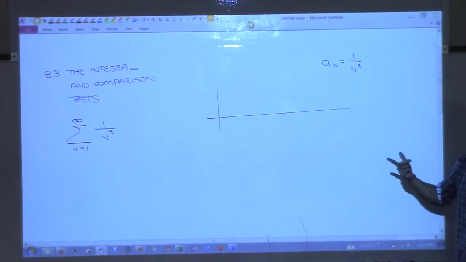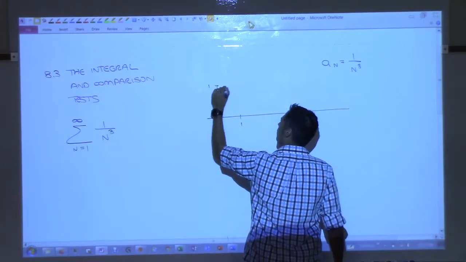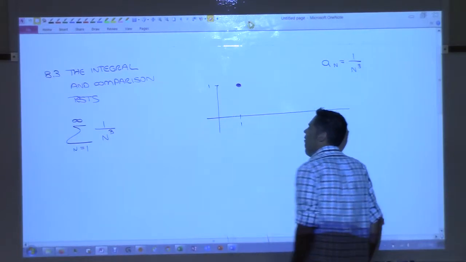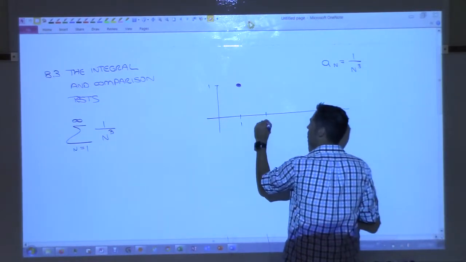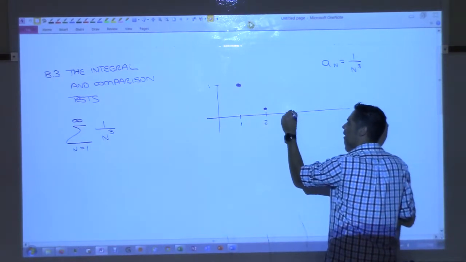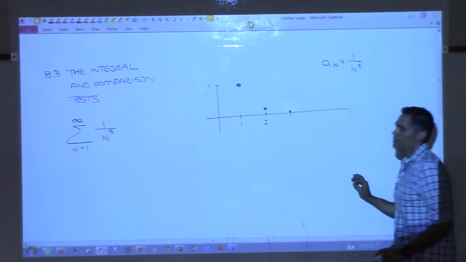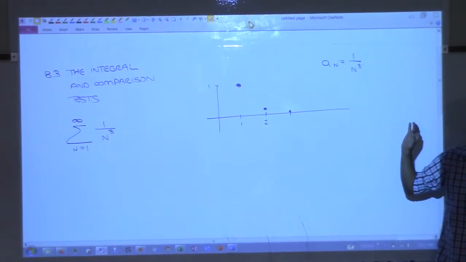So if I plug in 1, what do I get? Plug in 1, I get 1. And I have a dot there, right? When I plug in 2, I get 1/8. So it's gotten small really fast, right? And then if I plug in 3, it's even smaller, right? Okay. So that's the sequence. It starts to dive down to 0 very quickly.